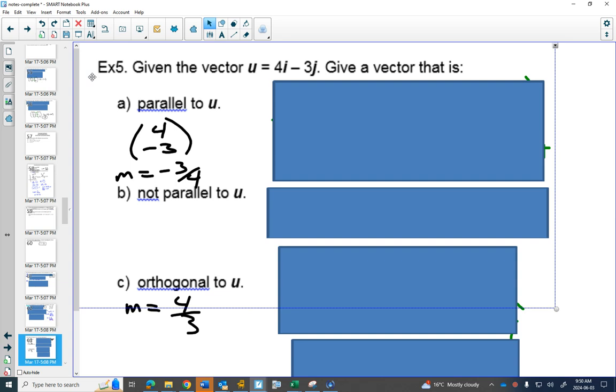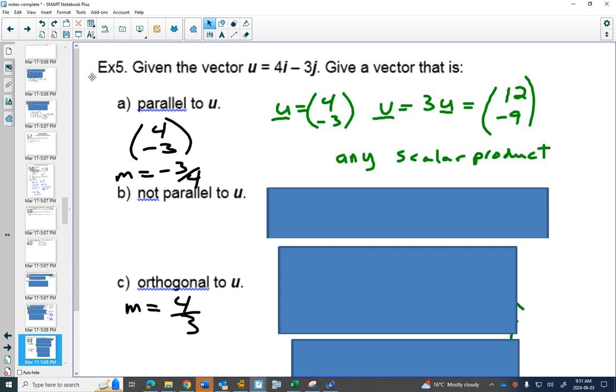So if you want any vector parallel, you could choose any number in front and multiply. Put a 2 out in front, make it 8, -6. That would be parallel. Any scalar multiple. Because if you had 8 over -6, well then its slope would be -6/8, which of course reduces to -3/4. So you could choose any scalar and multiply in front, and you would get a vector that is parallel.